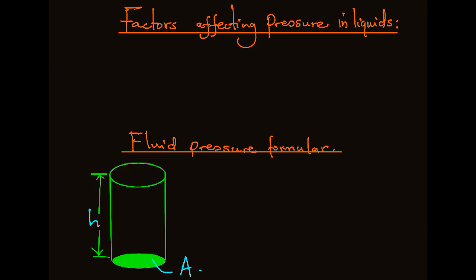Factors affecting pressure in liquids. Factors affecting pressure in liquids can be investigated by using a funnel connected to a U-tube and dipped into a beaker of water. It is observed that the deeper the funnel goes in the water in the beaker, the greater the difference in the height in the U-tube connected to the other end of the funnel.